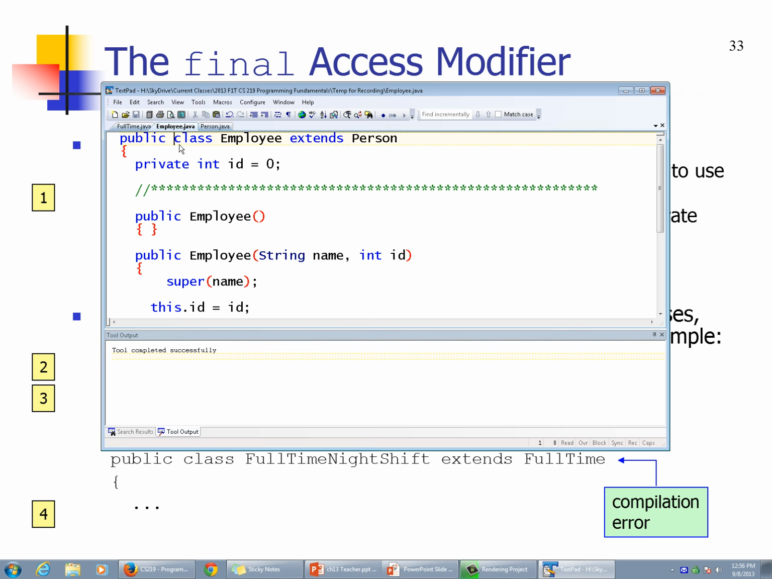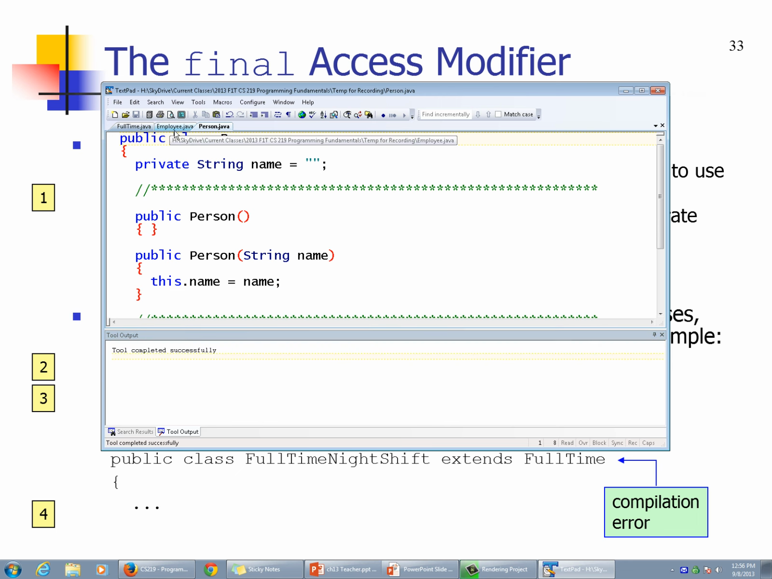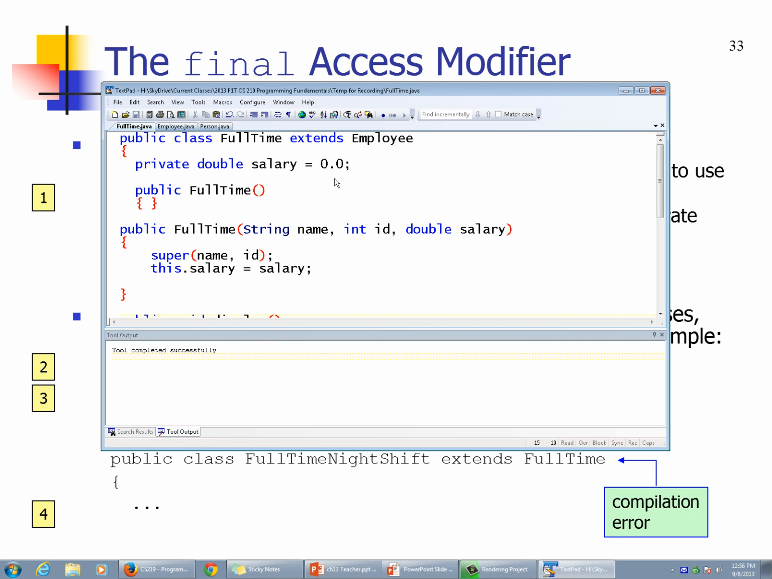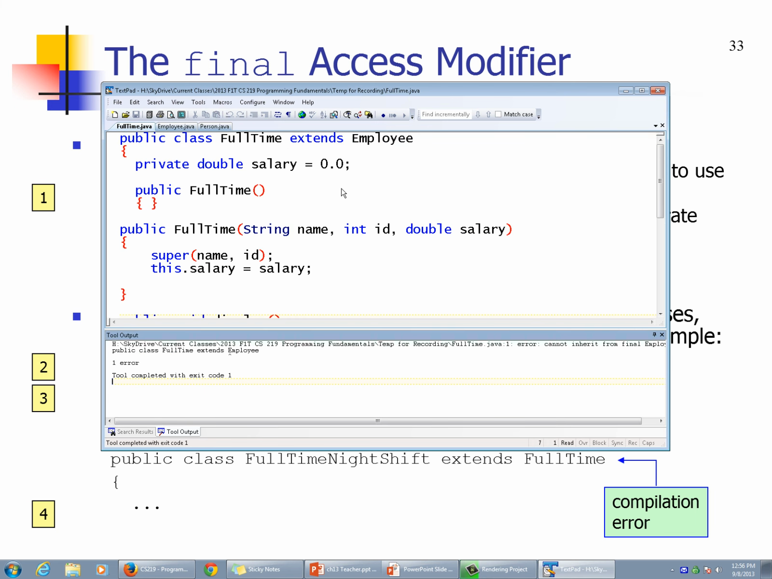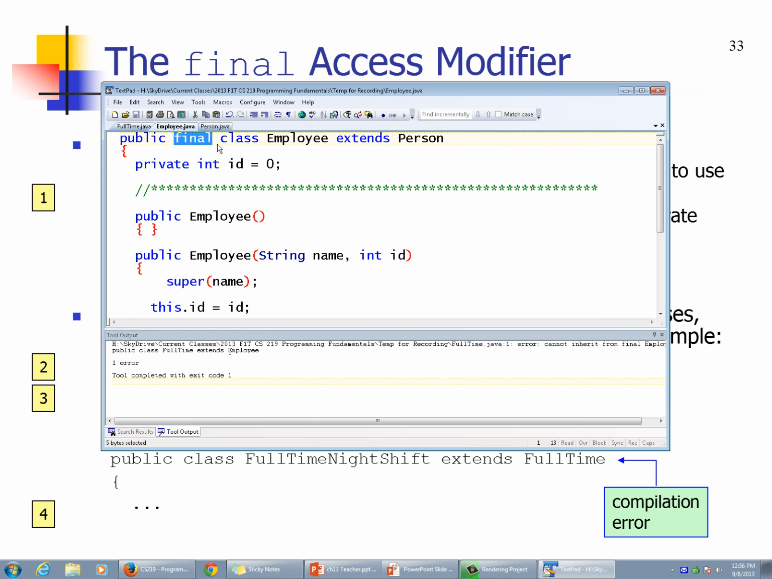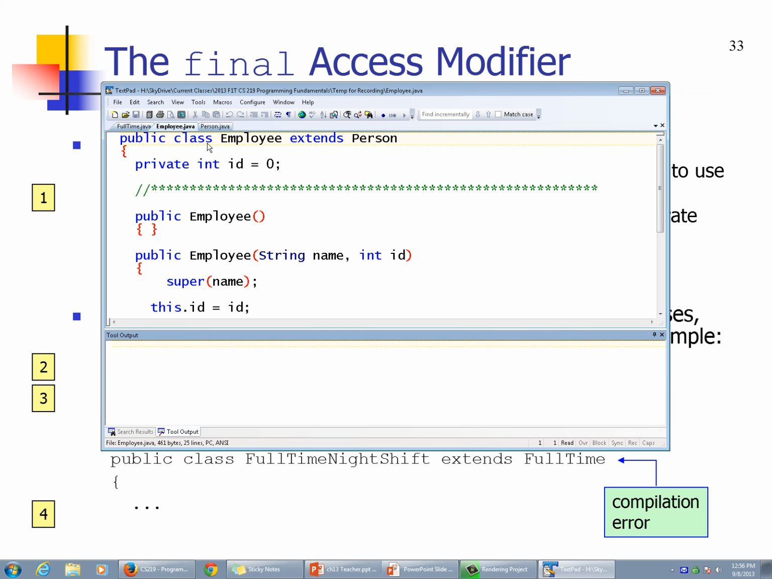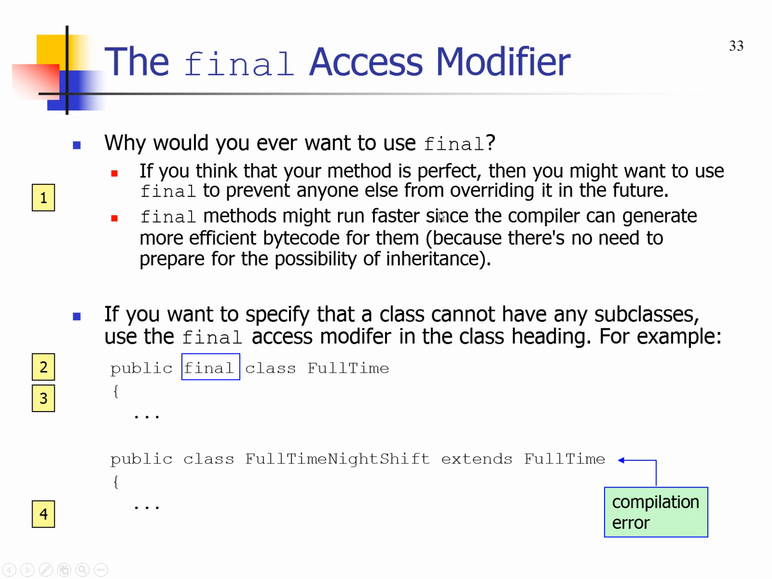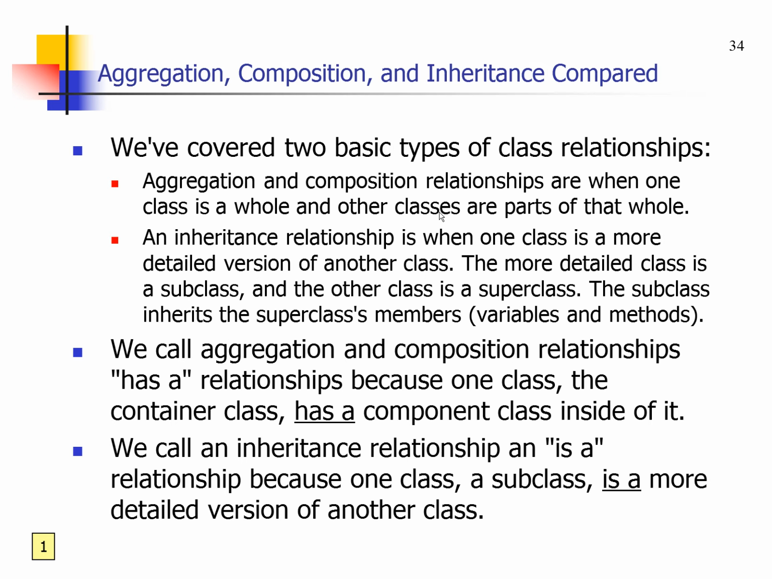So if I go back to person and remove final, that'll work. Now let's try putting the final here. What is that going to do for us? Now I can compile person, and I can compile employee. But can I compile full-time now? No, because full-time extends employee, and this final over here is basically saying, nope, you cannot extend me. So I'd have to remove that, and now I could extend employee. All right, I think that's enough on that one.